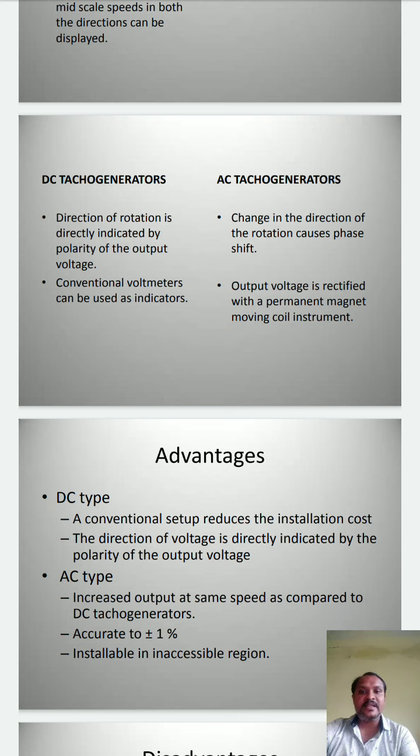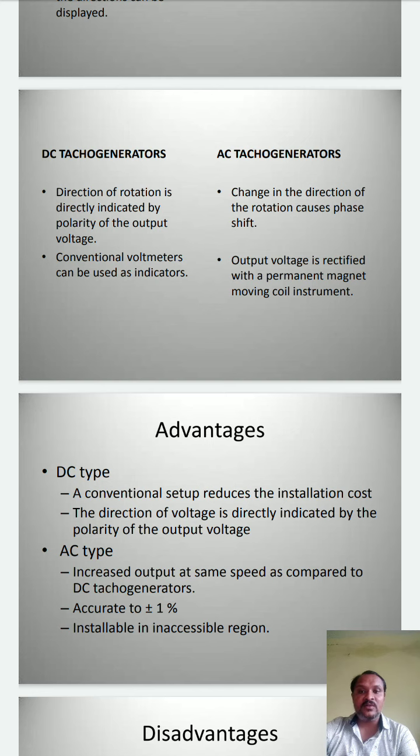Next, in the DC tacho generators, conventional voltmeters can be used as the indicators. So we are using conventional voltmeters for display purposes, whereas the output voltage is reflected with a permanent magnet moving coil instrument. We are using the permanent magnet moving coil as part of the output.